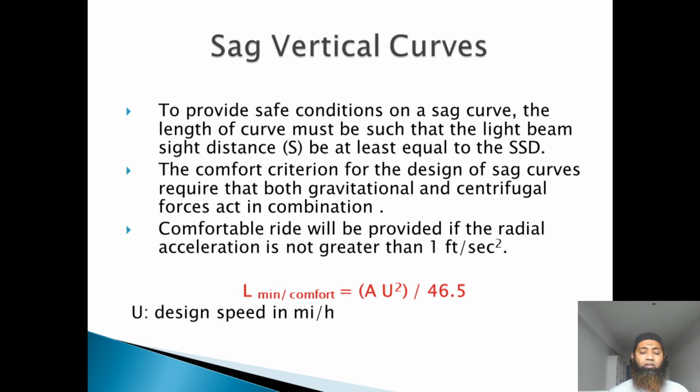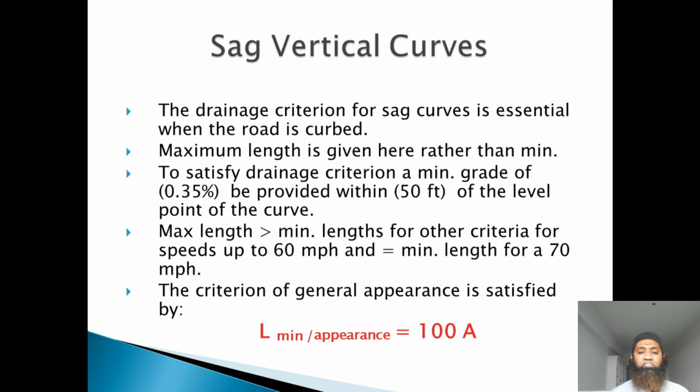Comfortable ride will be provided if the radial acceleration is not greater than 1 feet per second square. So a comfortable ride is provided when the radial acceleration is not greater than 1 feet per second square. L minimum comfort is equal to AU square divided by 46.5. Whatever the data we have given, this is the recommendation we are getting from the IRC. U is design speed in miles per hour. You can see sag vertical curves.